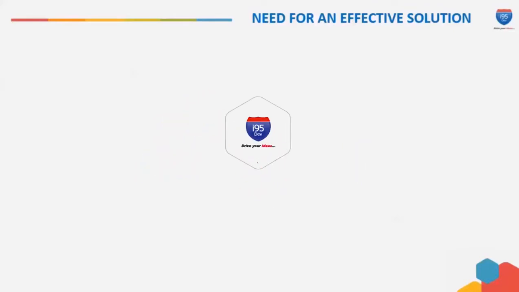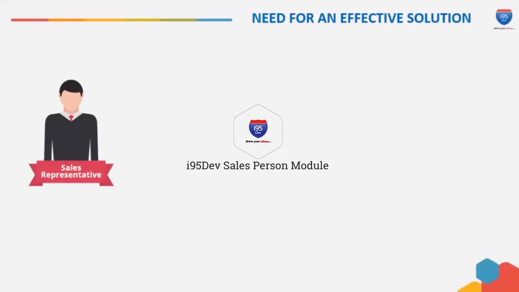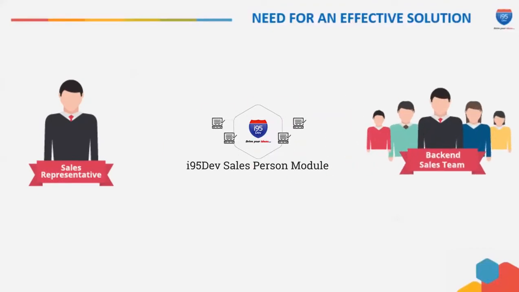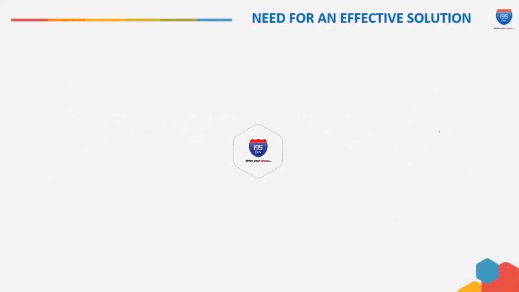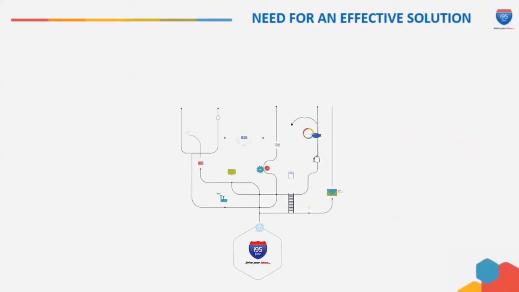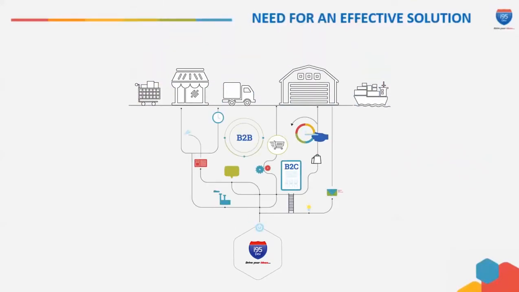I95 Dev's Salesperson module for Magento addresses exactly this. The module extends Magento, making it convenient for sales teams to access all crucial information necessary to close sales on the move. What's more, you can now leverage your e-store to service both B2B and B2C customers without additional overheads.